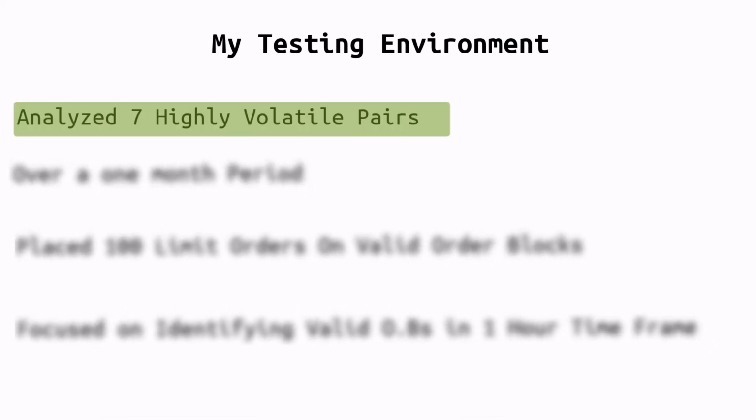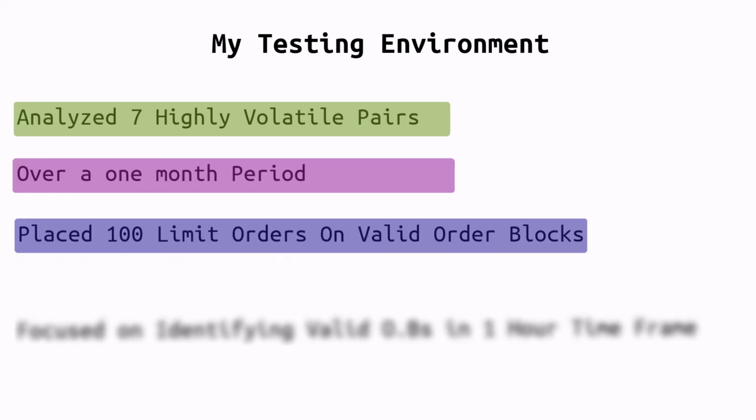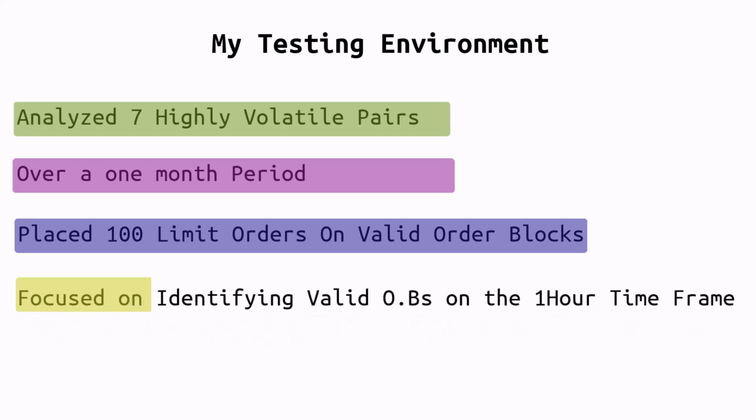For this exercise, I concentrated on highly volatile currency pairs. Over a 1-month period, I analyzed and traded more than 7 of them. The reason I could efficiently transition between pairs, analyze them, and place up to 100 trades without becoming overwhelmed was that I focused solely on identifying and trading only the valid order blocks on the 1-hour time frame. I chose the 1-hour time frame because it provided the perfect balance between noise and significant price moves. If you go too low of a time frame, you're battling market noise. Too high, and you risk missing crucial market structure details.